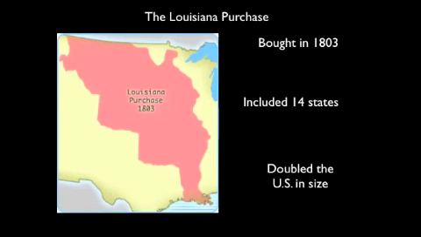The Louisiana Purchase. The land was bought in 1803 and consisted of 14 states. It was bought from France for approximately $15 million. At the time, Thomas Jefferson was president, and he was in charge of buying the land.